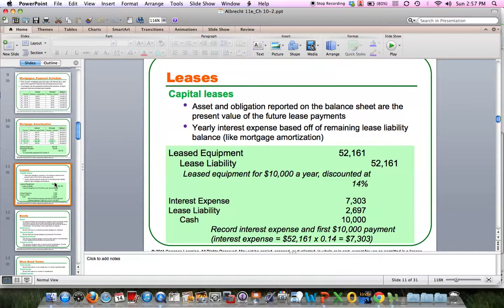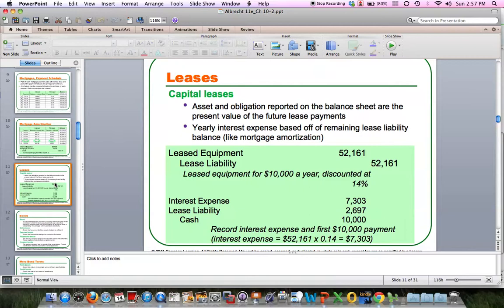So make sure you read through some of that information on pages 460 and 461. You'll see a schedule of lease payments on the bottom of 461, very similar to a mortgage amortization schedule. They're almost the same thing. Also be aware of what an operating lease is, and they show us operating leases on page 462. An operating lease does not show on the balance sheet.